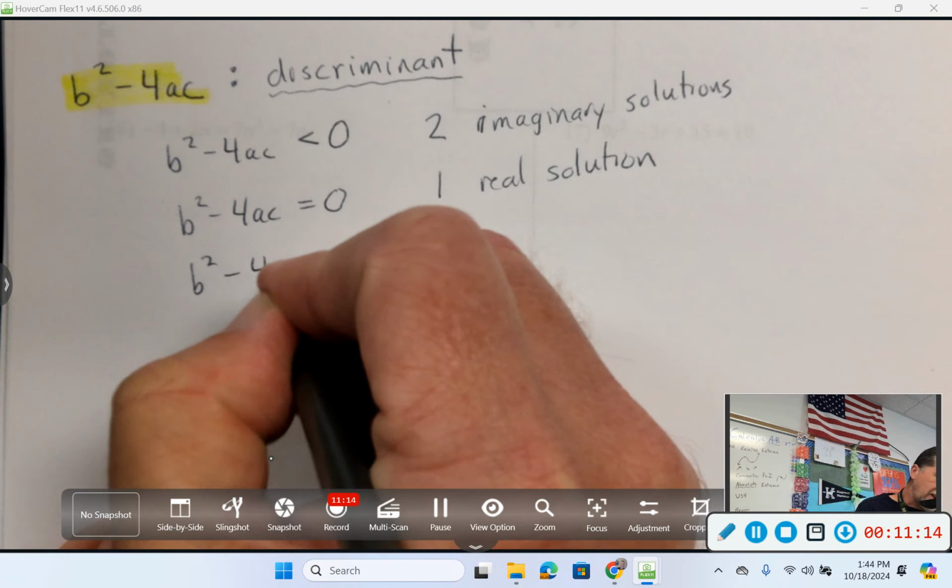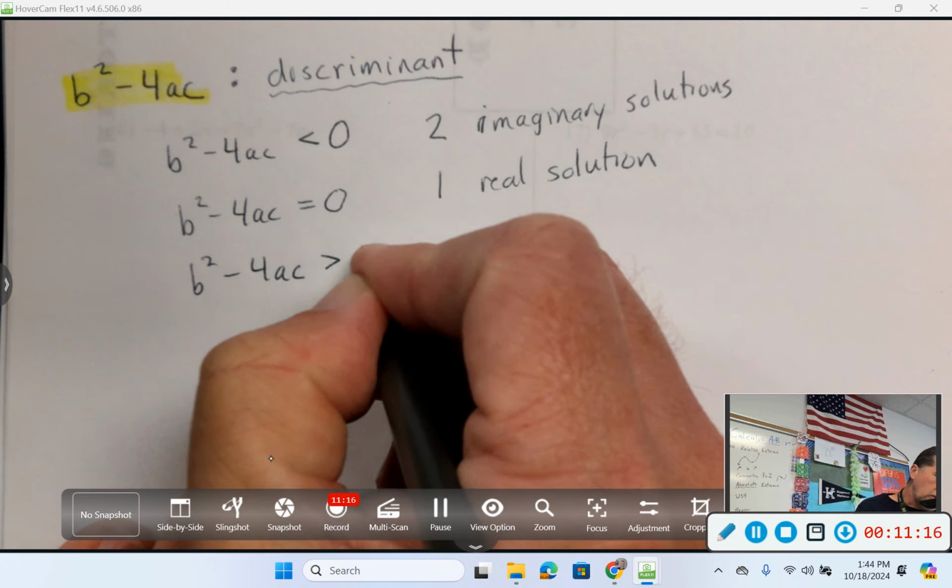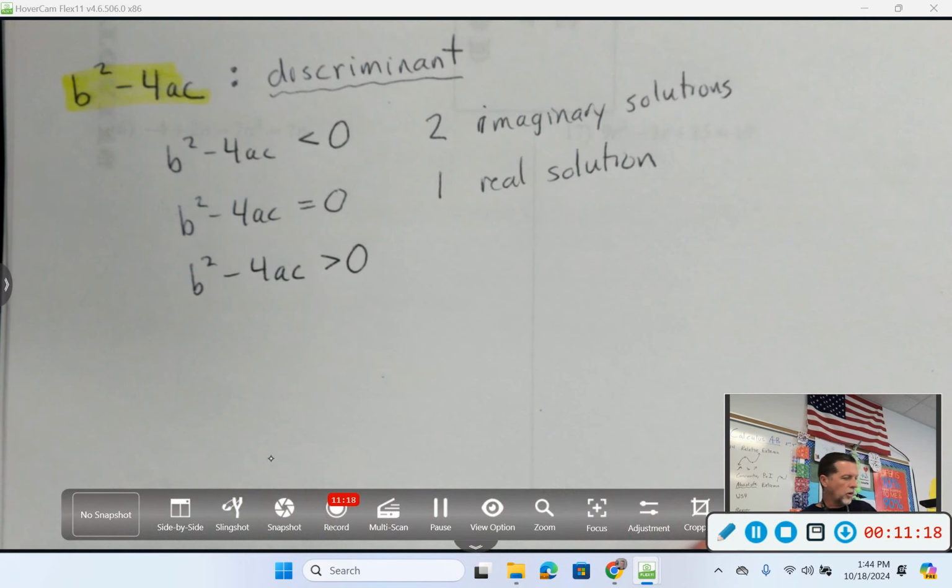All right, well, the last case, if b squared minus 4ac is greater than 0, what happens then?